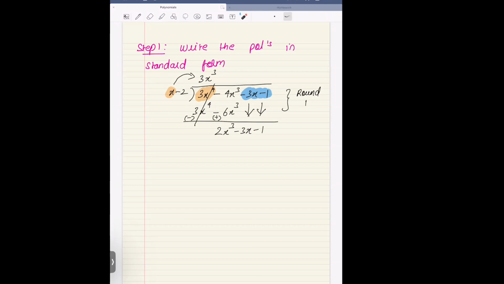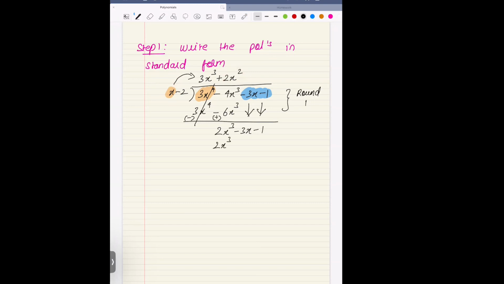Right? You will repeat this step, and the steps will be the same. What should you multiply with x so that you get 2x cube now? We will multiply plus 2x square. That's it. So if you multiply x into 2x square, we will get 2x cube.